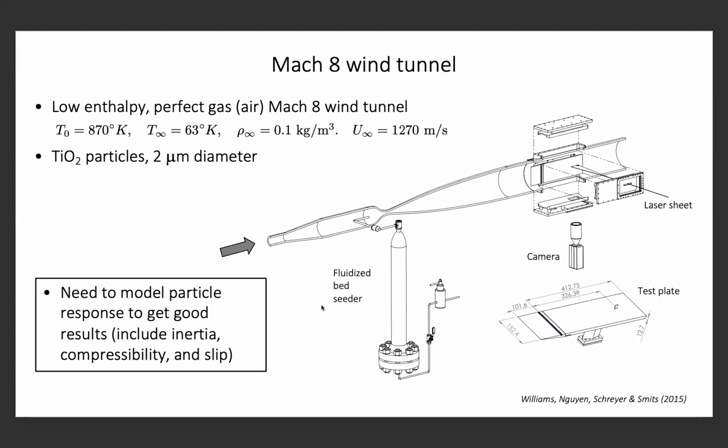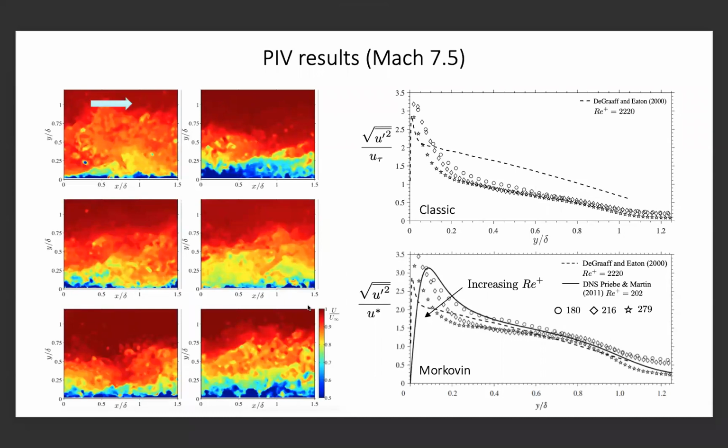But this was also solved by Owen Williams by modeling the particle response. You have to include inertia, compressibility, and even slip, because at these high Mach numbers, continuum effects become important as well. So you have to be really careful about using PIV at high Mach number. But here's the result. So for example, on the turbulence intensity, on the left, we show some instantaneous views. That's just really colored fluid dynamics. But you can see the kind of structure of the boundary layer.